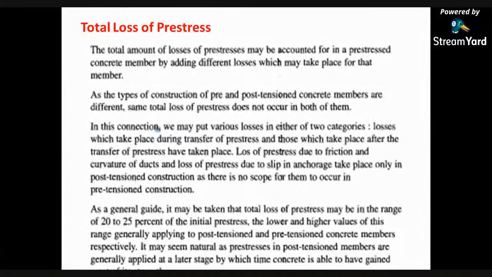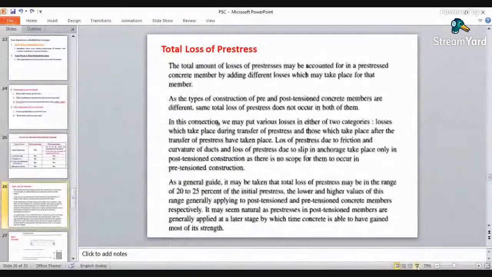When we have to find out the total amount of pre-stress, that what will be the amount of pre-stress left, then the loss may range from 20 to 25% of the initial pre-stressing. That is, supposed to be you have applied 1000 kilonewton of the pre-stress force on both the sides, then there may be 20 to 25% loss in that pre-stress for post-tensioning and pre-tensioning respectively. In post-tensioning, it may vary up to 20%, and for pre-tensioning, it may vary up to 25%. So, what will be the amount of pre-stress left? Around 800 to 750 kilonewton.